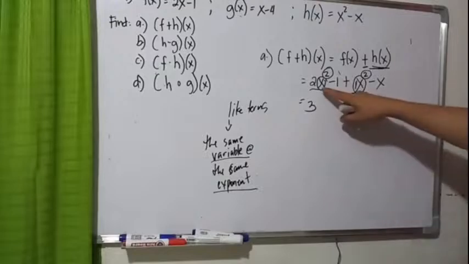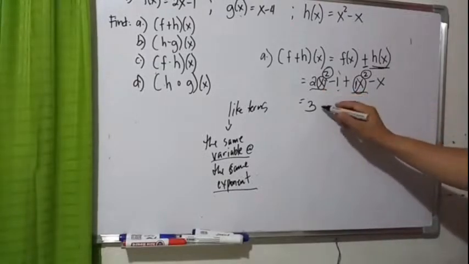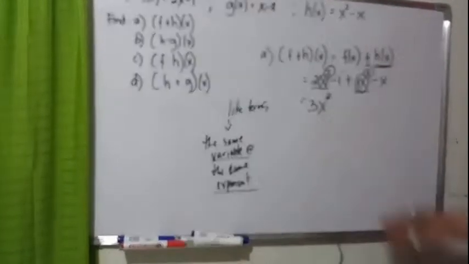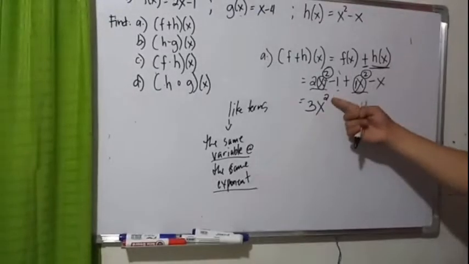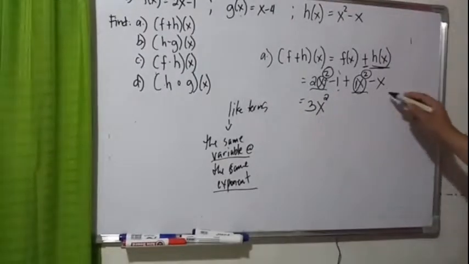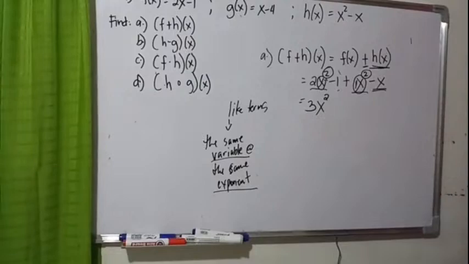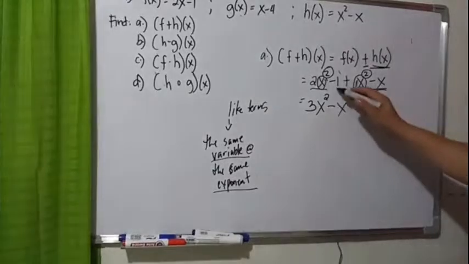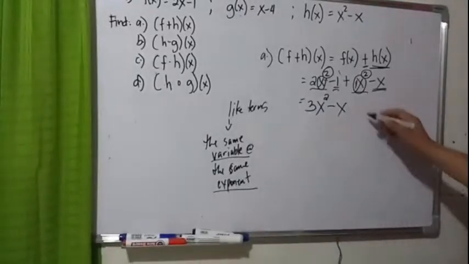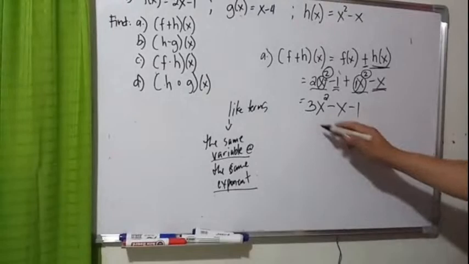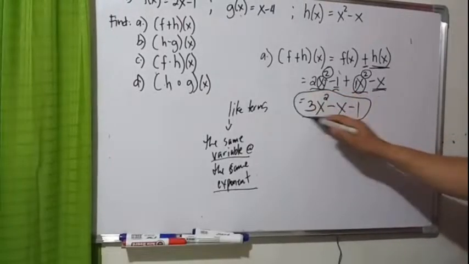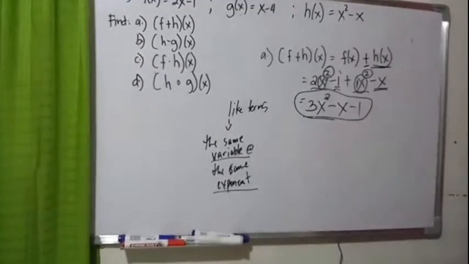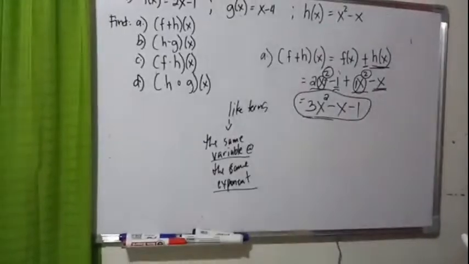Then, how about ang x squared, sir? Just copy the variable and exponent. So ito na, 3x squared. Next, how about negative x? Meron bang like terms dyan? Wala. So just copy. So negative x, then ang negative 1, wala ring like terms. So just copy. So ito na yung final answer natin: 3x squared minus x minus 1. That is the final answer.